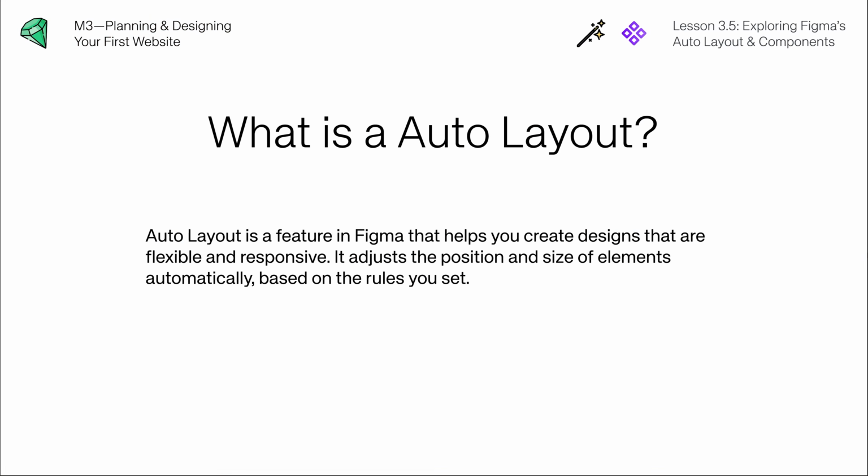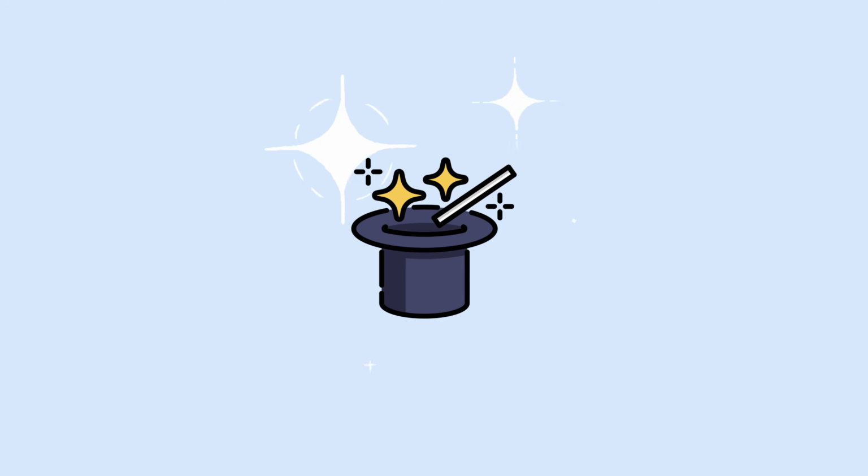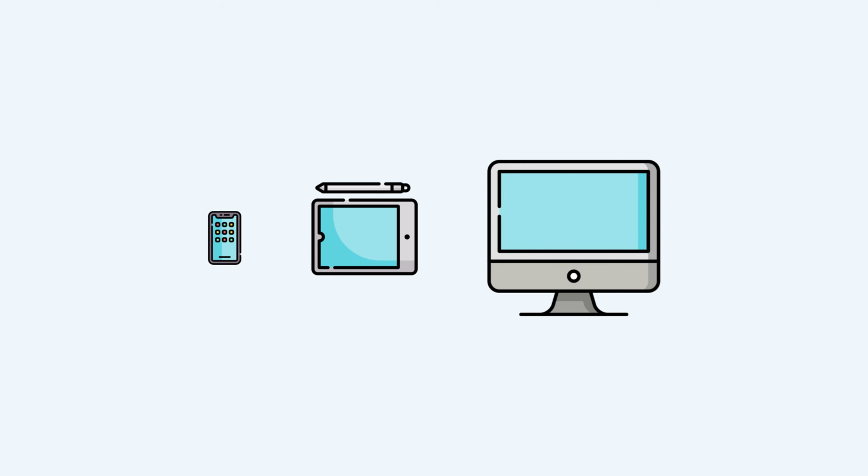So what is Auto Layout? Auto Layout is a feature in Figma that helps you create designs that are flexible and responsive. It adjusts the position and size of elements automatically based on the rules you set. This means you don't have to manually adjust everything when the design changes. It's like magic. With Auto Layout, you can create designs that look good on any screen size. Whether you are designing for a phone, tablet, or computer, Auto Layout makes sure that your elements stay in the right place. This is especially helpful when designing websites or apps that need to work on different devices.